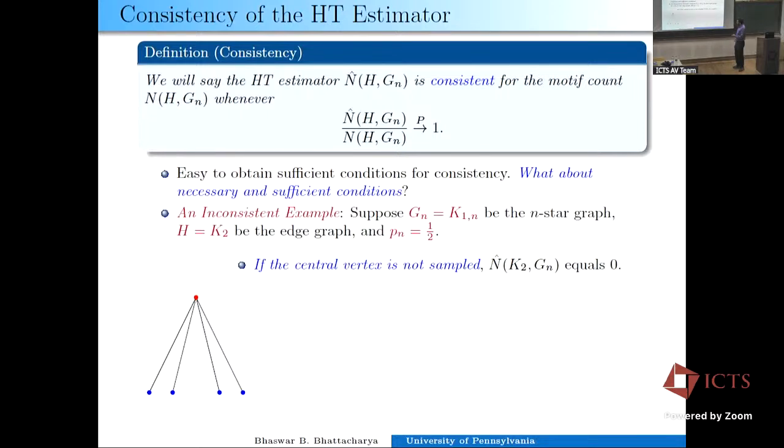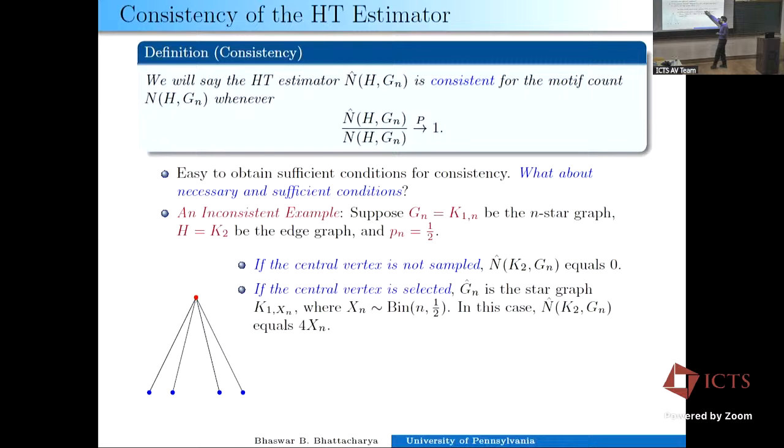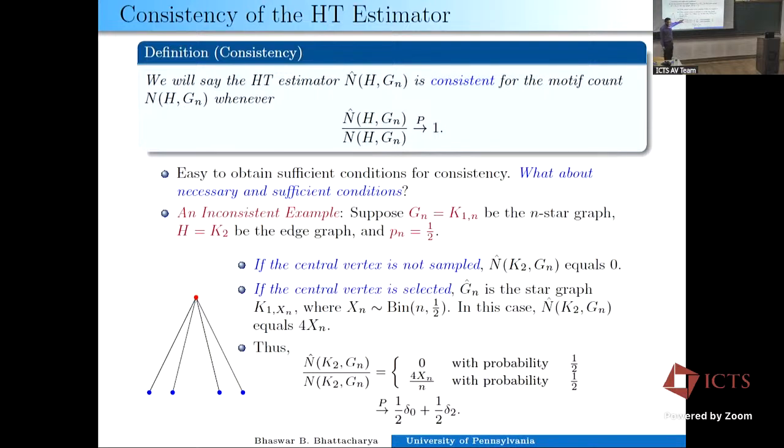But if you do go further, if the central vertex is indeed sampled, then some number of leaves will be sampled. How many leaves are sampled? A binomial number of leaves. And if you do the computation, this ratio will be 0 with probability half and 2 with probability half. It's supposed to be 1, but it's nowhere near. So it's not surprising that for this kind of sampling scheme to work, I have to avoid having these kinds of shapes a lot.